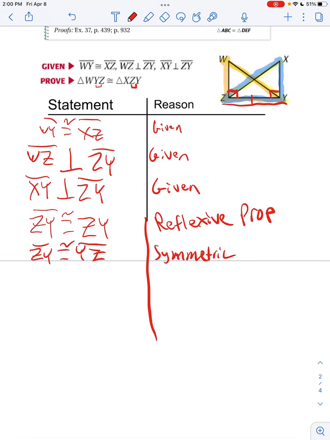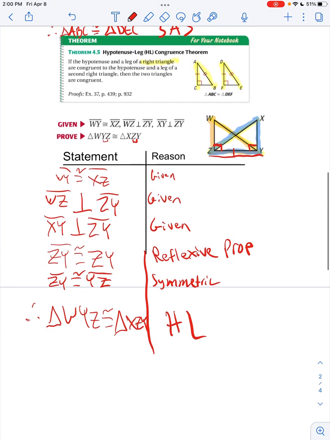So now I've done enough because I've proven that I have a 90-degree angle and they share a side. The hypotenuse was given, and then I found one of the legs to be congruent. So therefore, triangle WYZ is congruent to triangle XZY by the hypotenuse leg theorem.